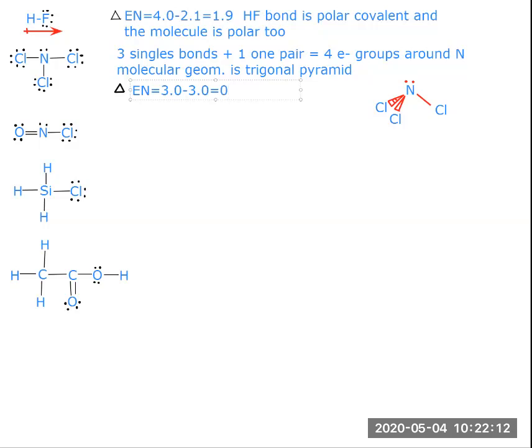When you have an electronegativity difference of 0, if you look at the middle table here in your reference packet, if you have an electronegativity difference of less than 0.5 units, then it's a non-polar bond. Electrons are equally shared. So here, because the nitrogen and chlorine pull equally on electrons, the electrons will be equally shared between the two.